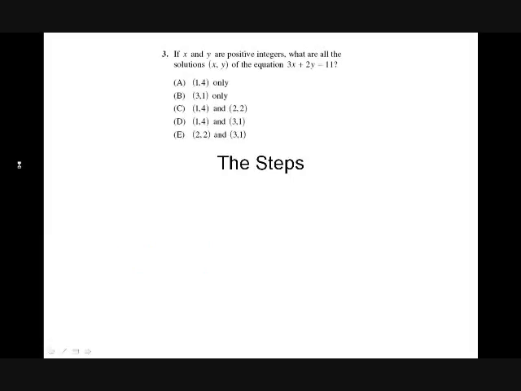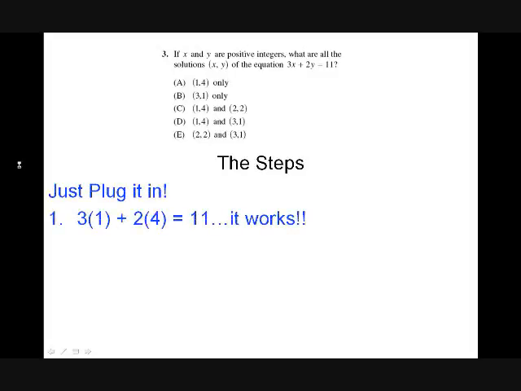If x and y are positive integers, what are all the solutions x, y of the equation 3x plus 2y equals 11? So for all the answer choices that are given in this question, A through E, we know that when we plug them into the equation, they must equal 11 for the answer to be correct. So I'm just going to plug in. So let's take a look at answer choice A, which is 1, 4.